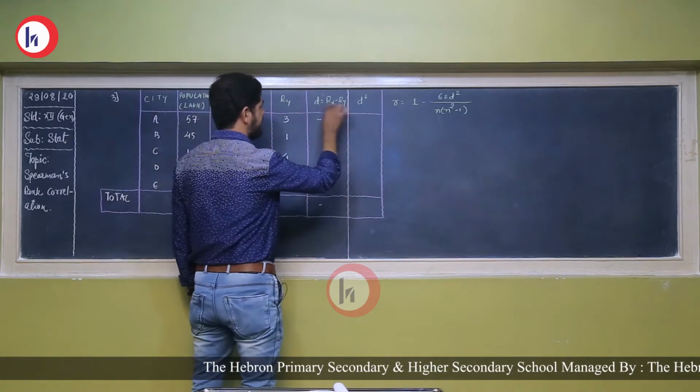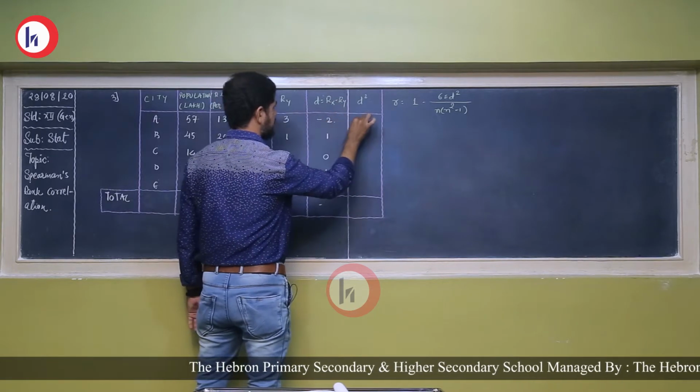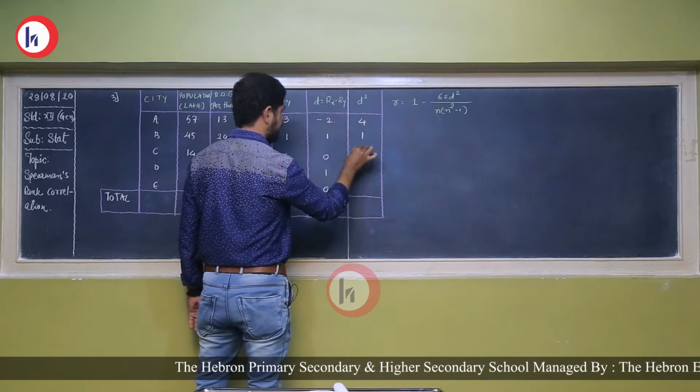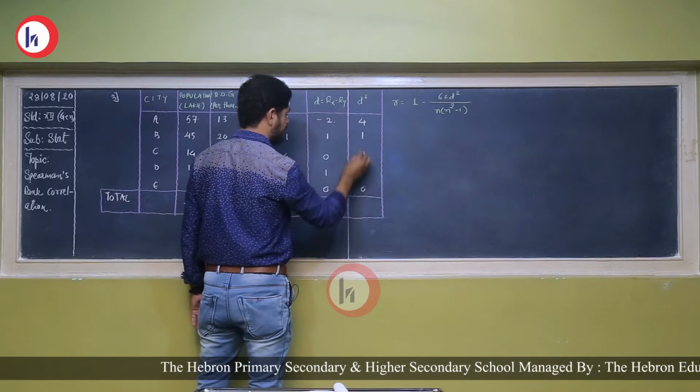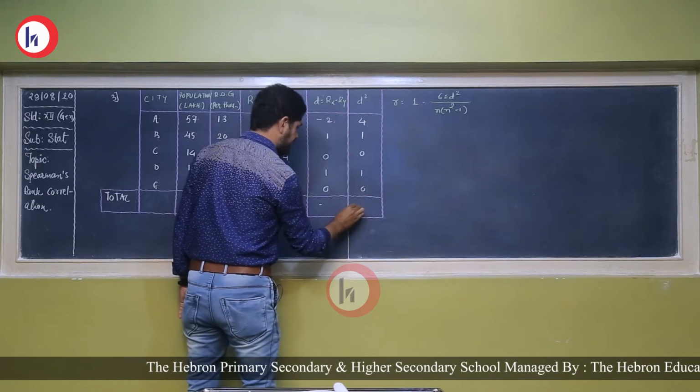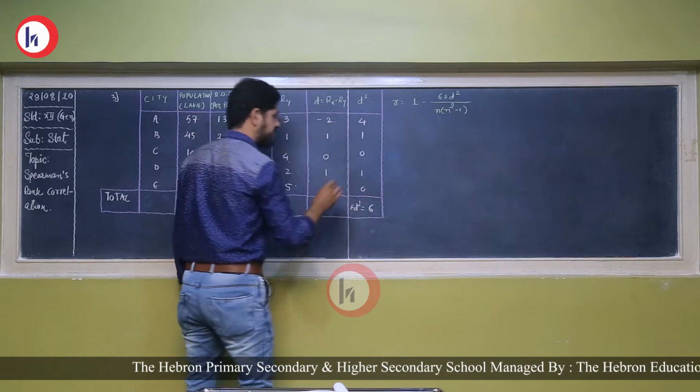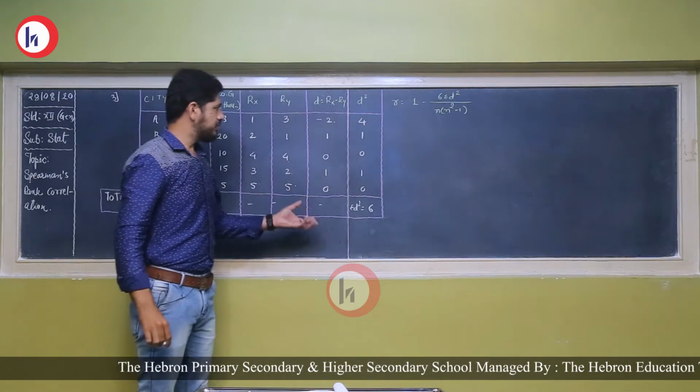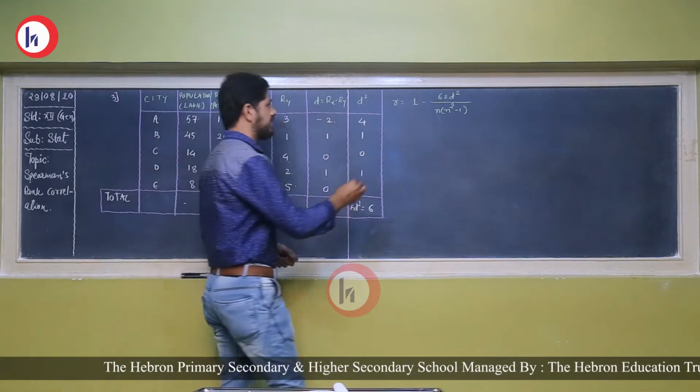Now, D square is the square of D. So 4, 1, 0, 1, 0. Total 4, 5, 6. Sigma D square is equal to 6. Now, let's input this value into the formula.